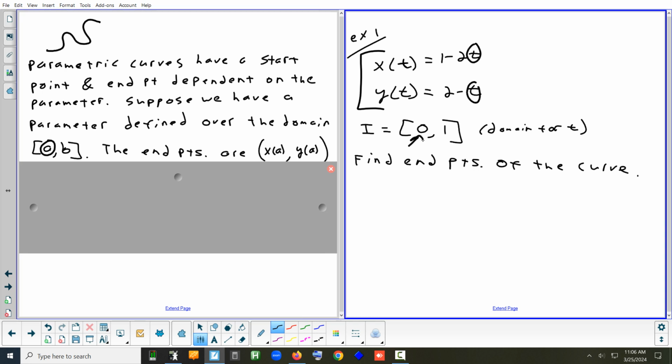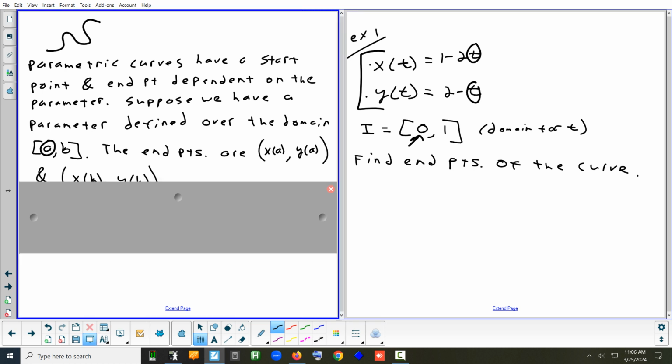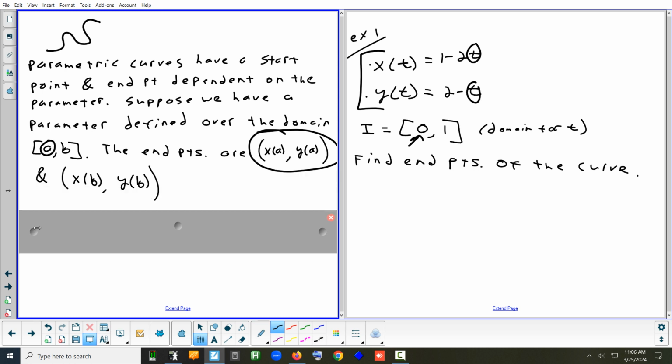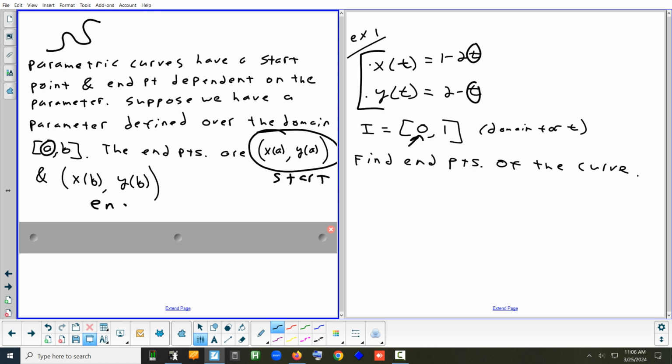So if you plug in what we're going to call T-min, and the other one is going to be called T-max. If you plug in T-min into your x and your y formula, you will get this. So you plug in T-min into your x and into your y, and then you plug in T-max, which I'm representing by B. In the problem we're going to do in a minute, it's going to be a 1. You plug in T-max into your x, into your y, and that's your endpoint. So this is the start. That's the end.